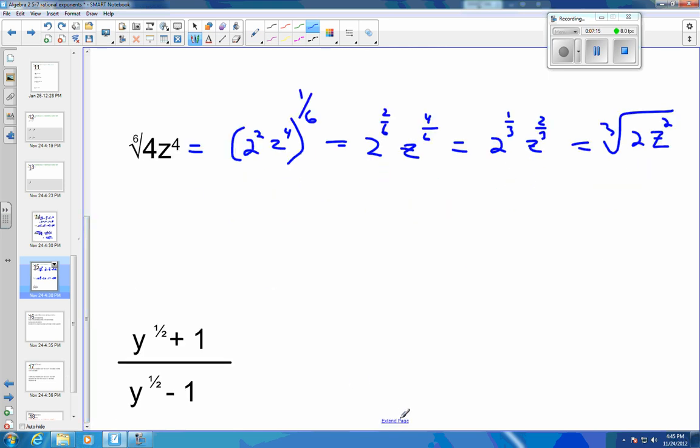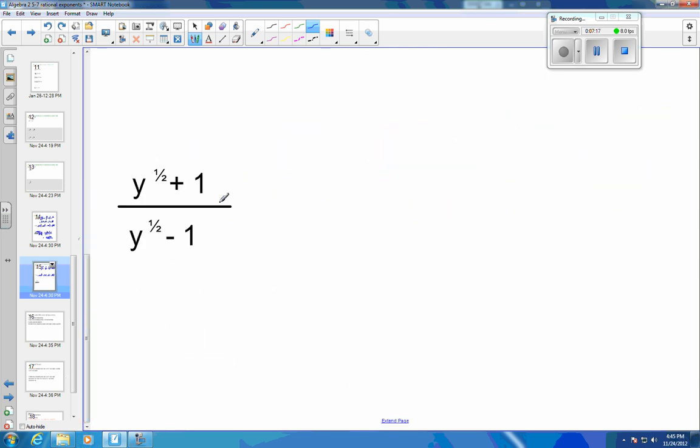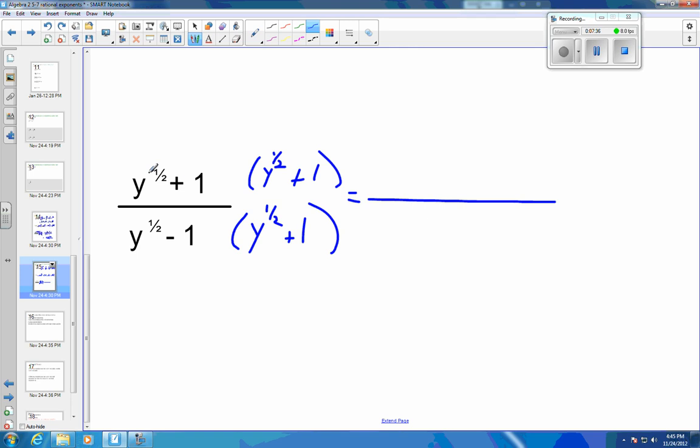So one more time with finding the conjugate. So I've got a 1/2 power in the bottom, so I've got to get rid of that. So I'm going to multiply by its conjugate, which is y to the 1/2 plus 1. And I'm going to use my formulas here, so it's going to go a lot faster. So my formula says square the top. Since these are the exact same, it's actually y to the 1/2 plus 1 squared.